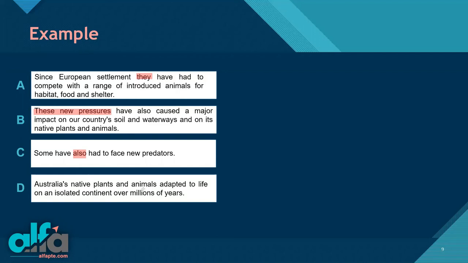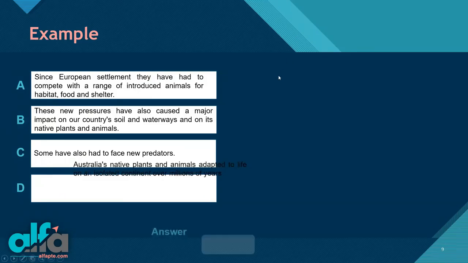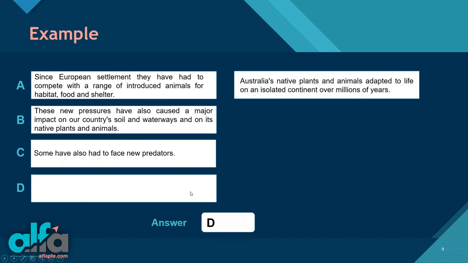Australia's native plants and animals adapted to life on an isolated continent over millions of years. Yes, looks independent. So out of all the given four sentences, only D looks independent. So according to me, D will be the first sentence. Okay. Moving on. So let's select D as the first sentence. So you select means you drag and get it in the next box.